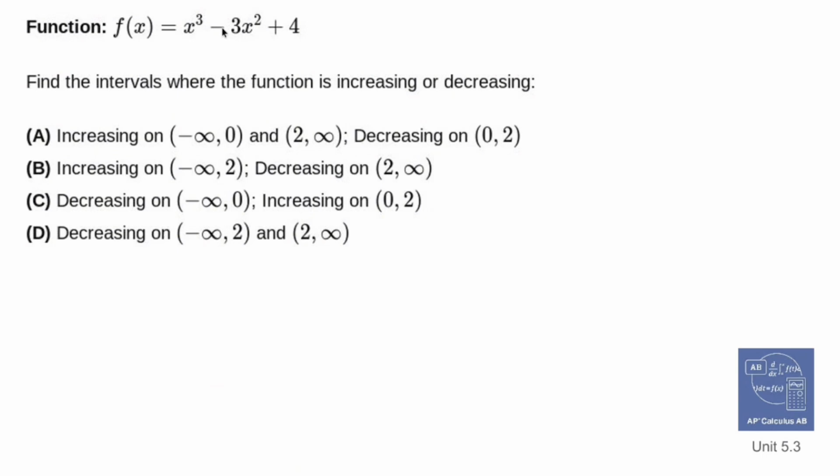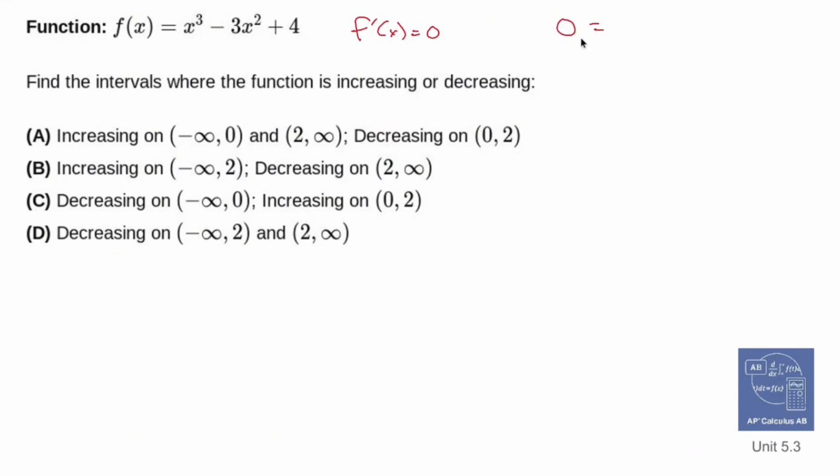Function f of x equals x cubed minus 3x squared plus 4. Find the intervals where the function is increasing or decreasing. All right, so what you have to do first here is find the critical points. The critical points exist where your derivative is equal to 0. So let's take the derivative and set it equal to 0.